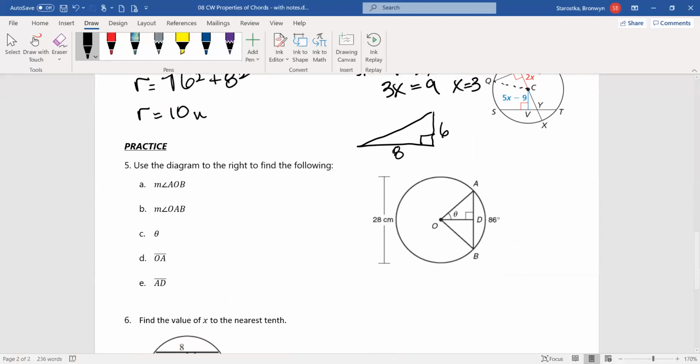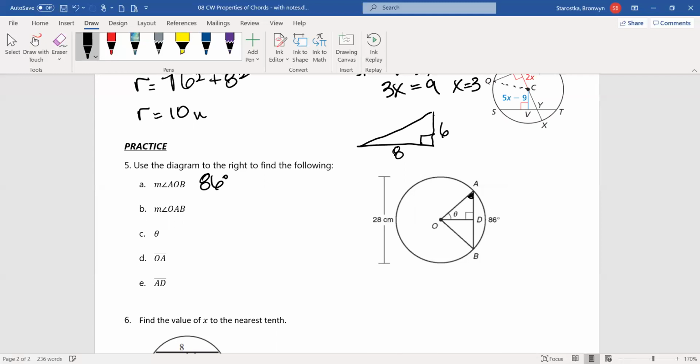All right, measure of AOB. Well, you've got two radii and you've got a central angle and you've got an intercepted arc. So I know that the angle AOB must equal 86 degrees. And let's see. Oh, measure of OAB. Look at how I switched that. All right, here we go. Now we're looking at this angle right here. I'm going to darken it in.